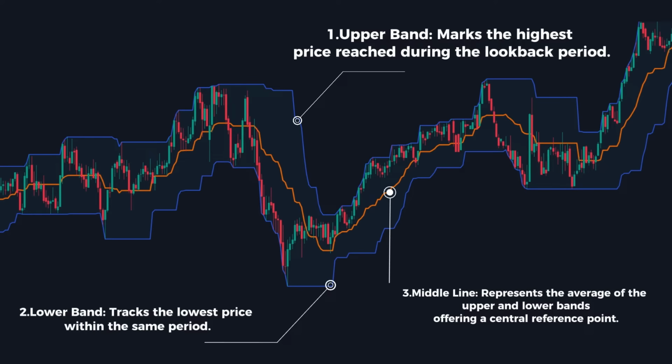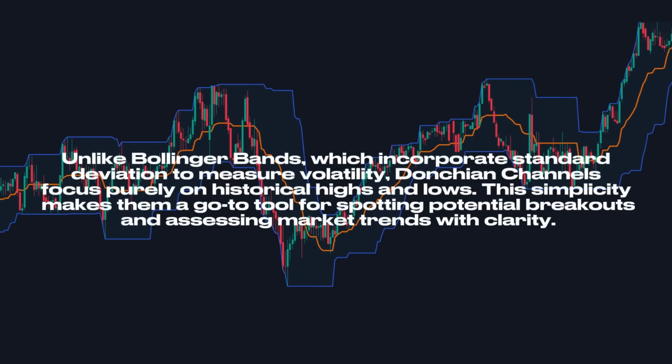While it might resemble Bollinger Bands at first glance, the Donchian Channel stands apart by relying solely on price data. Unlike Bollinger Bands, which incorporate standard deviation to measure volatility, Donchian channels focus purely on historical highs and lows. This simplicity makes them a go-to tool for spotting potential breakouts and assessing market trends with clarity.